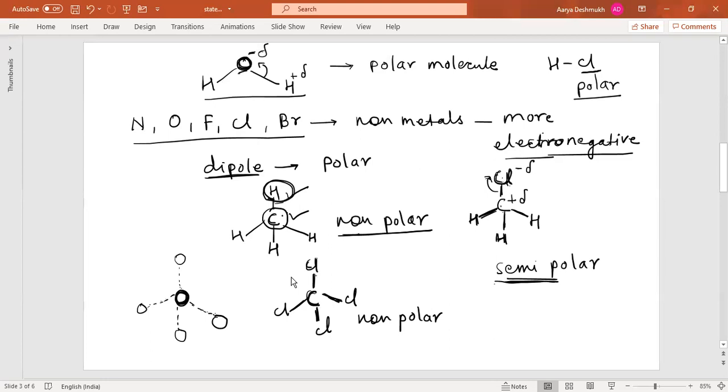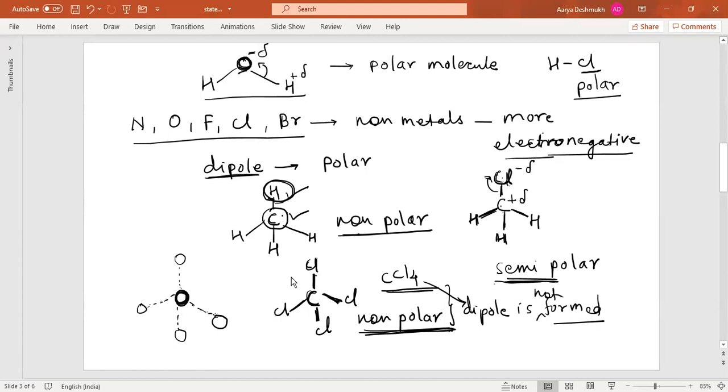So due to the same intensity, or the same difference between the electronegativity values, it is very difficult for the CCl4 carbon tetrachloride molecule to form a dipole. So the dipole formation in the case of the CCl4 molecule is not there. Dipole is not formed, and since there is no dipole formation, that gives a non-polar nature to this carbon tetrachloride molecule. So this is about the polarity concept.